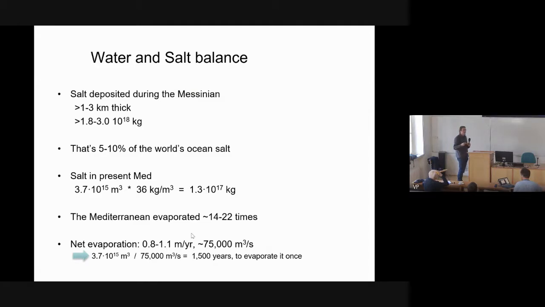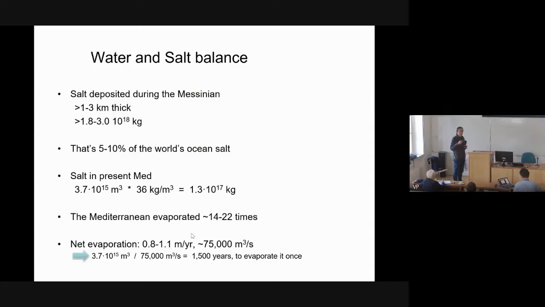So it's not just simply closing the gateway and letting the Mediterranean dry, but something must have lasted for quite long in order to isolate that outflow for time enough to accumulate this amount of halite. So we need something else. We need something that keeps the inflow open, but the outflow closed.